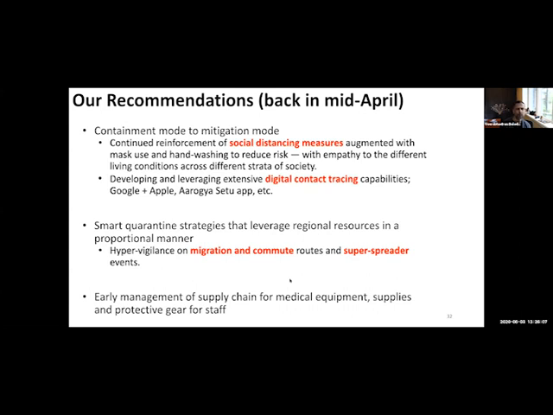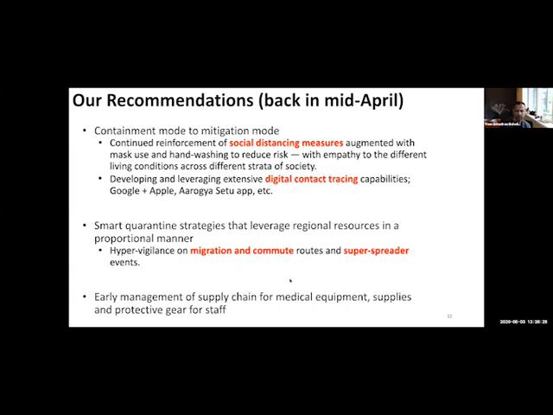And as we move forward, India is sort of at a peak right now. The question is how can things be made smarter about the quarantine strategy? The two main aspects here were the migration and commute routes in India. That seems to be one of the critical things to look at, and also some super spreader events.